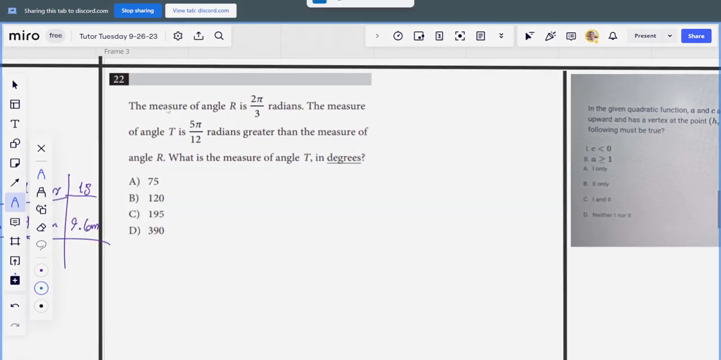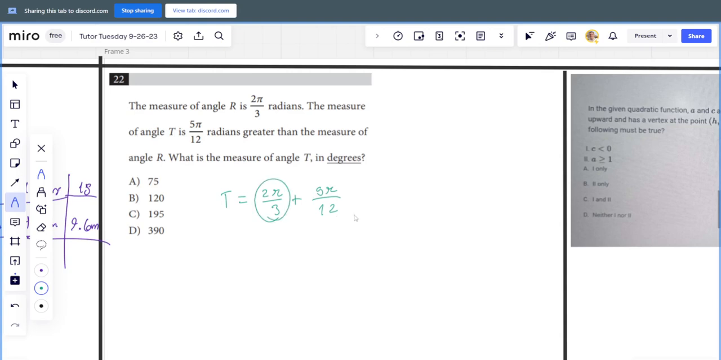Let's do a little trig problem next. Basic trig. The measure of angle r is 2 pi over 3 radians. The measure of angle t is pi over 12 radians greater than the measure of angle r. What is the measure of angle t in degrees? Well, I know t is just the measure of angle r, which is 2 pi over 3, but it's plus 5 pi over 12 because it's 5 pi over 12 greater.